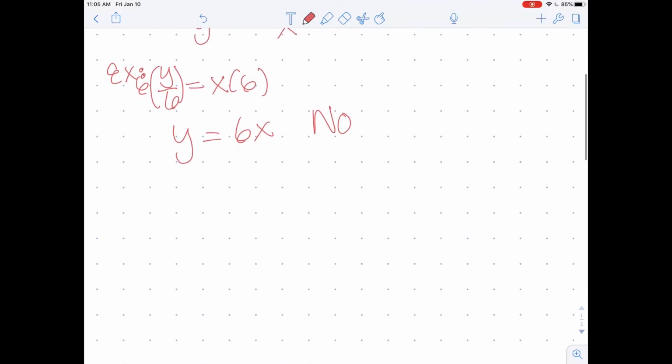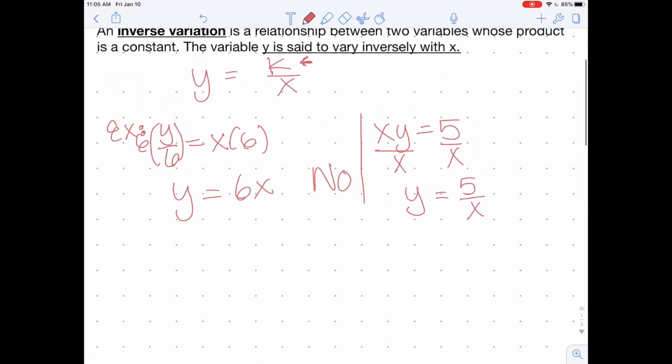Let's try another one. We've got xy equals 5, and we want to solve for y to test this. In order to get rid of the x, we have to divide by x, so we end up with y equals 5 divided by x. That's a constant divided by x like we have up here, so that is an inverse variation. So we're going to put yes. Inverse is always a number divided by x.